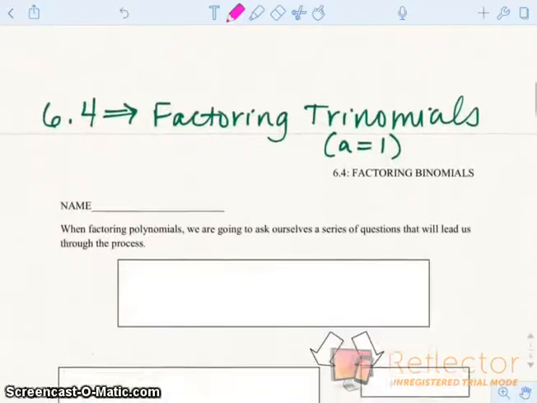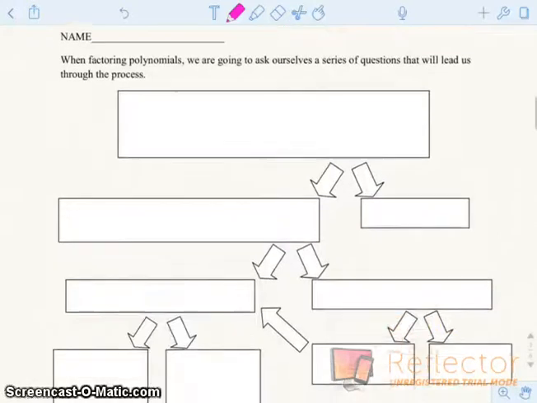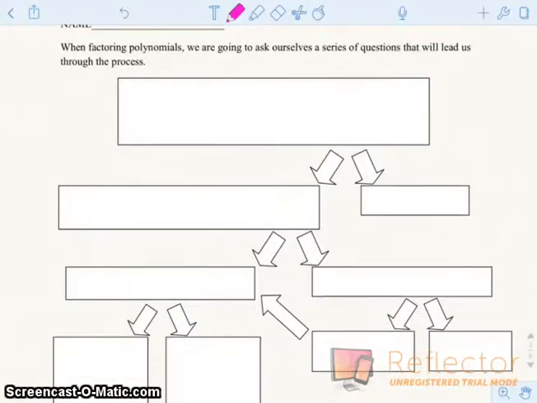So 6.4 is factoring trinomials. If you remember, a trinomial is something that has 3 terms. We're going to fill out this little chart about how to factor specifically quadratic trinomials. So when factoring polynomials, we're going to ask ourselves a series of questions that will lead us through the process. I'm not sure if you guys have ever seen a chart like this before, but we're going to ask one question, and then based on the answer, we follow that path, ask the next question, based on that answer, you follow the other path.